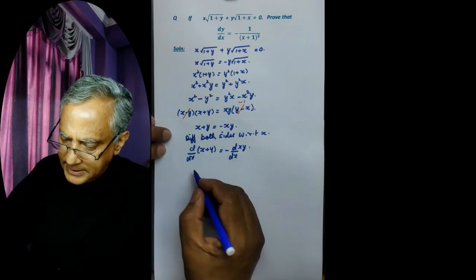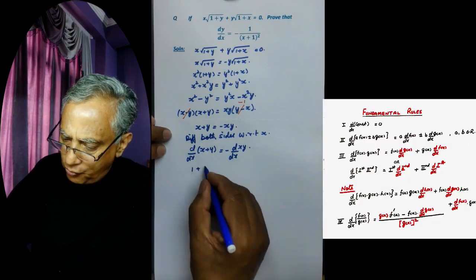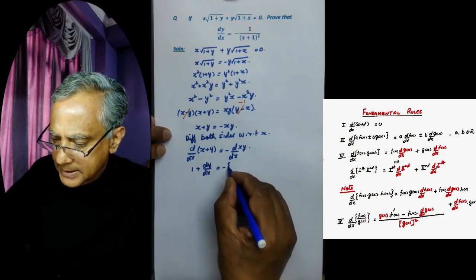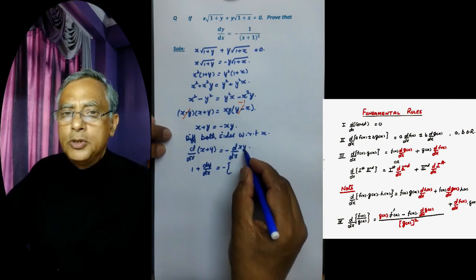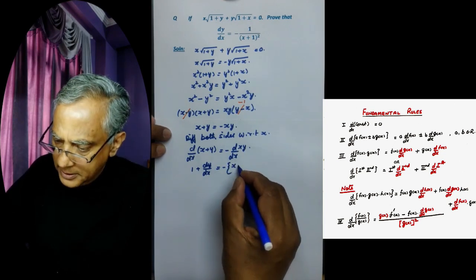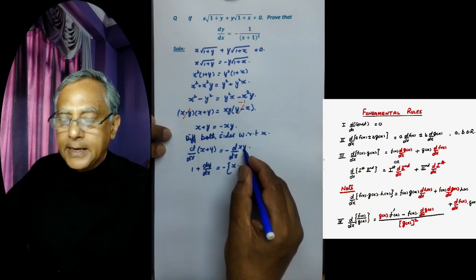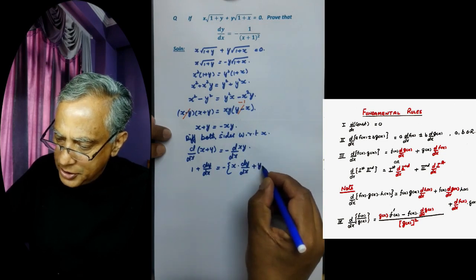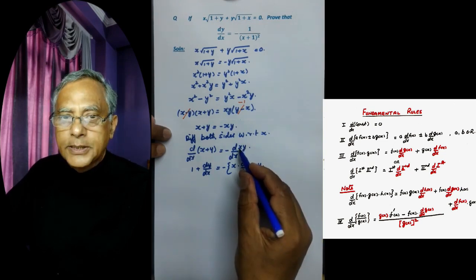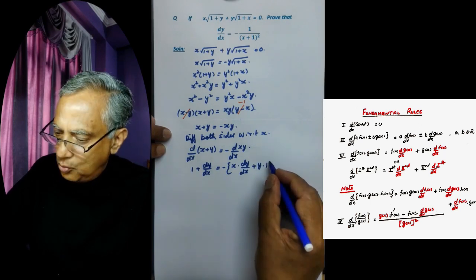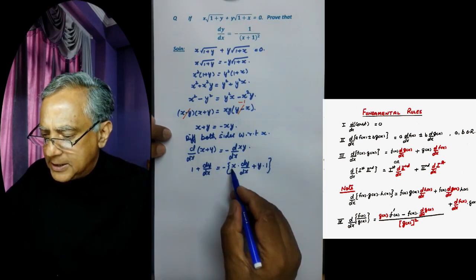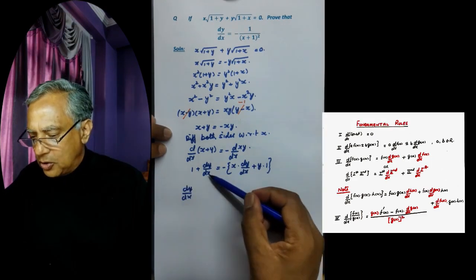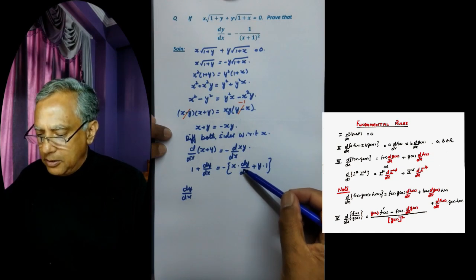So d by dx of x is 1 and d by dx of y is dy by dx. This is equal to minus, and now we will use the product rule: first function into differentiation of second, that is y, dy by dx, plus second function into differentiation of first. So differentiation of first is 1. Or you can say f(x) into g'(x) plus g(x) into f'(x).